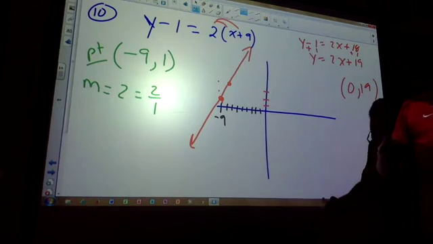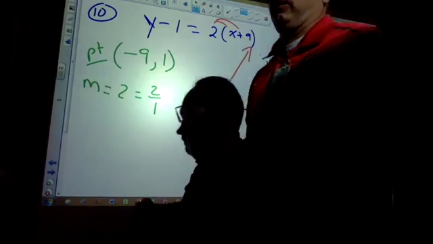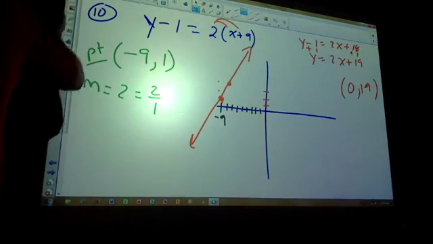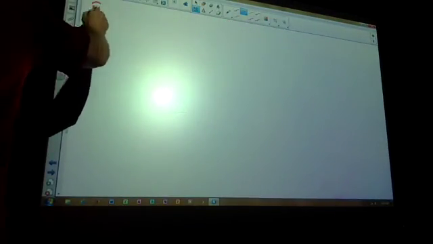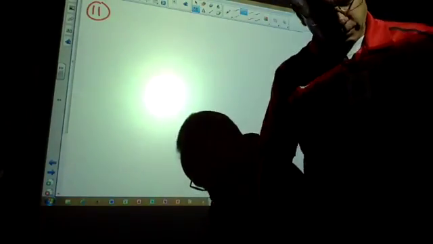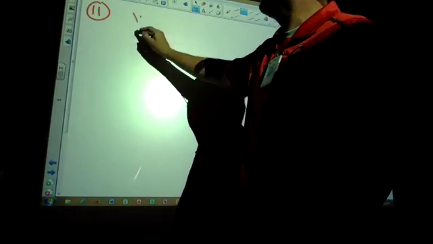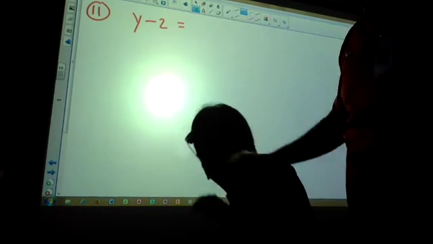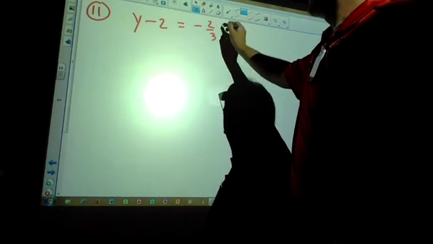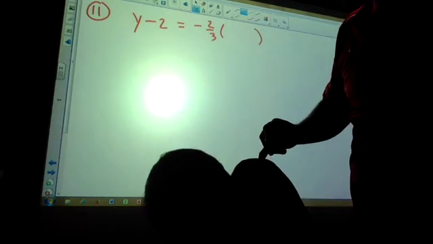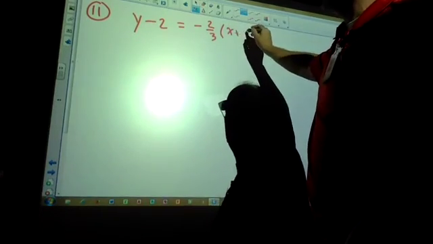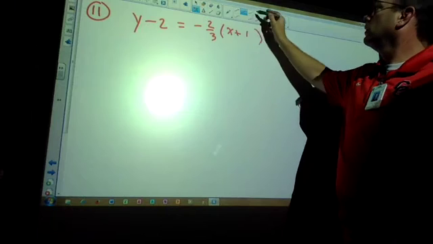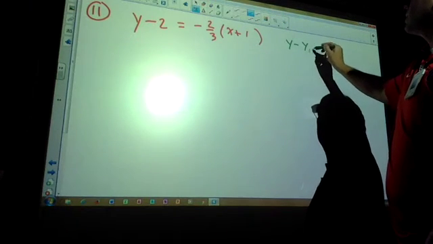Okay, now this is going to be number 11, and I hope to get through number 11 without making any stir-up errors. Sheesh Louise. Number 11, y minus 2 equals negative 2/3, and then x plus 1. Okay, so this is already in point slope. Starting point slope, which is this.